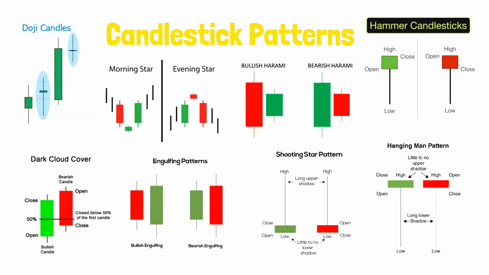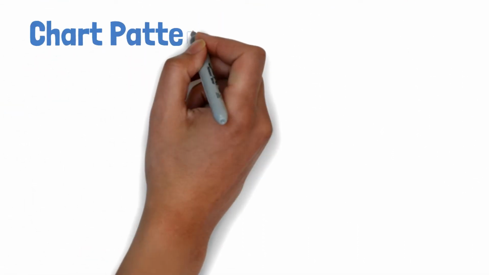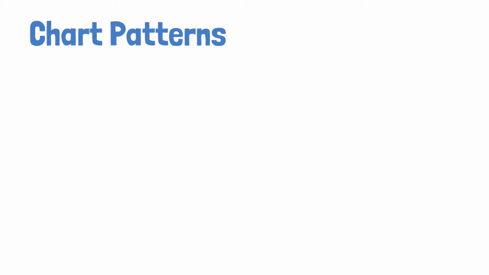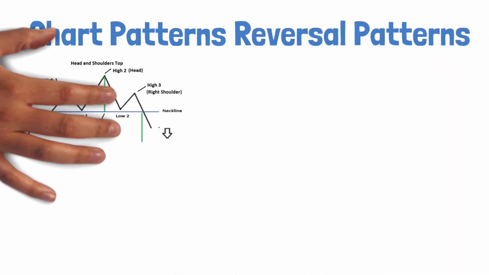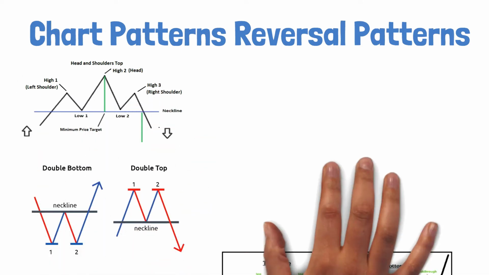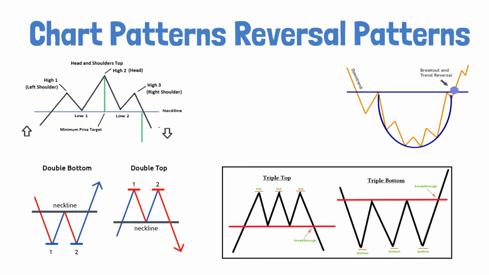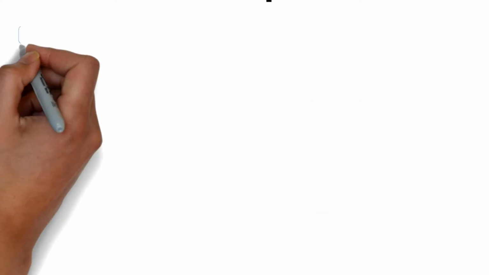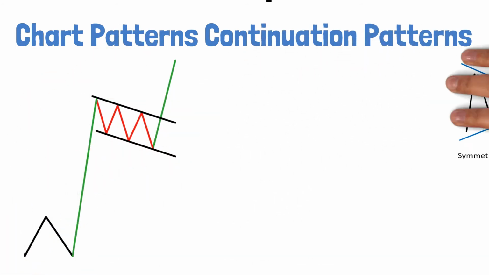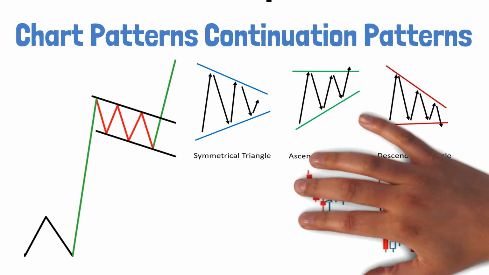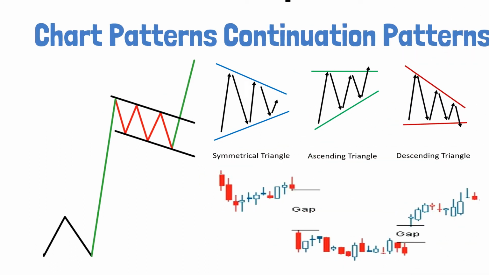Chart patterns. Chart patterns are broadly divided into two parts, reversal patterns and continuation patterns. The book uses charts to explain these patterns along with the entry and exit plan. The reversal patterns covered in this book are head and shoulders, double top and bottom, triple top and bottom, rounding top and bottom. The continuation patterns included in this book are flags, symmetrical, ascending and descending triangles, gap, and so on.